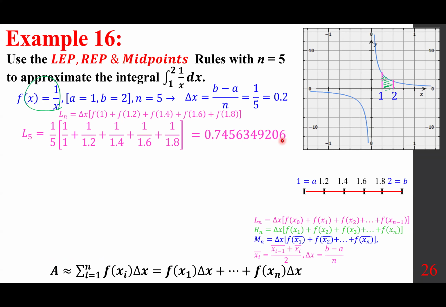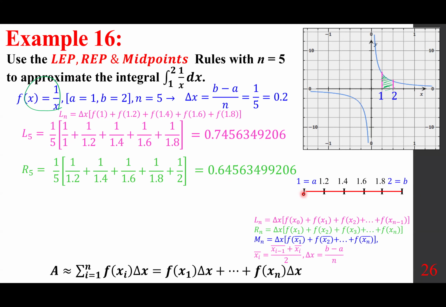Now, what about the right endpoints? Delta x times, now use all of them except the first one because you're using the right endpoints. That means f of 1.2, f of 1.4, f of 1.6, f of 1.8, f of 2, but not the first one. Delta x is 1/5. So 1 over that, 1 over everything except the first one, and you come up with the answer.